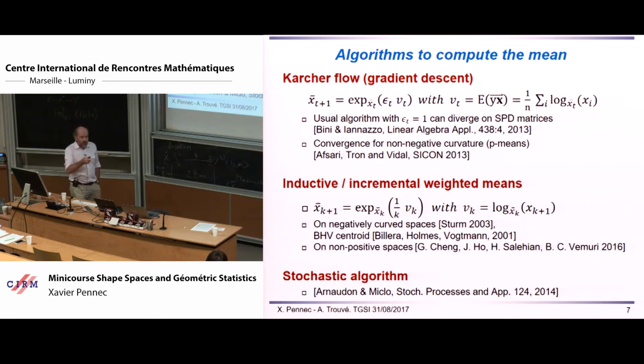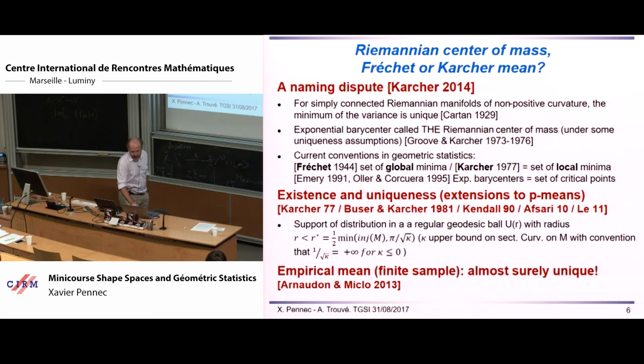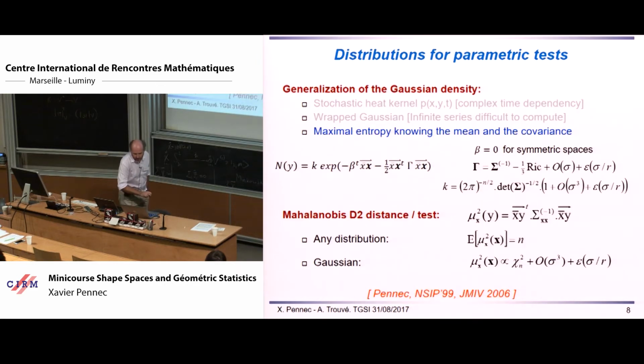And of course, there are also stochastic versions that were developed by Marc Arnaudon as well, where you have a stochastic variable and then you select the point stochastically, and then you can have convergence guaranteed in practice. Okay, going backwards.